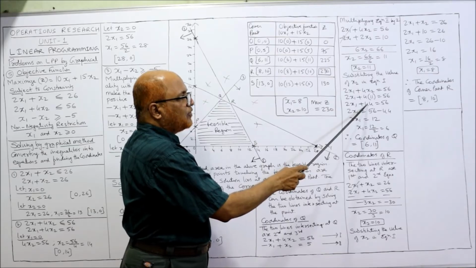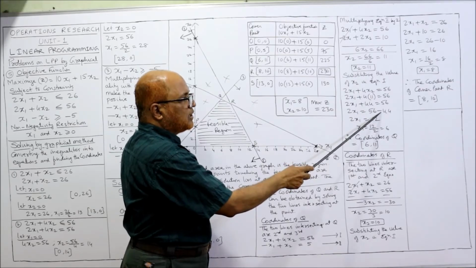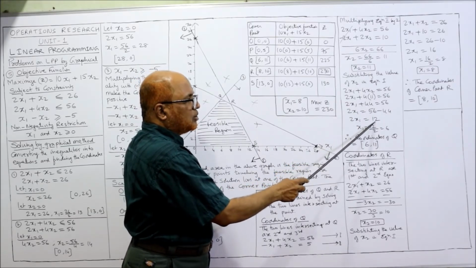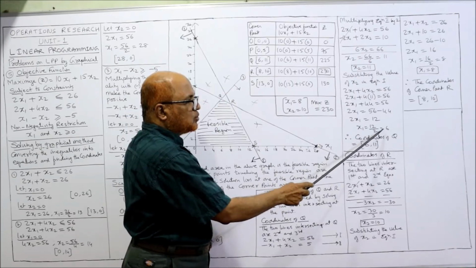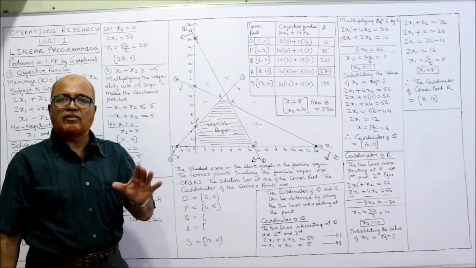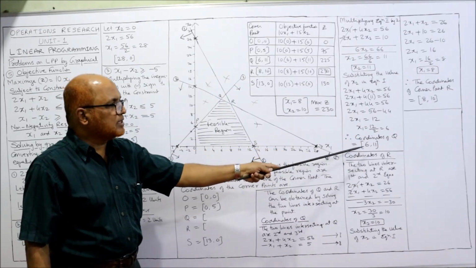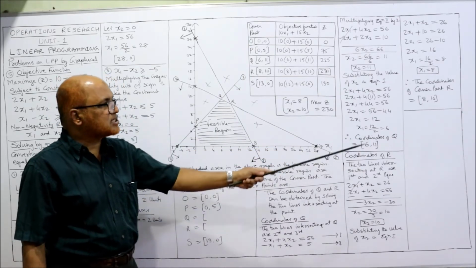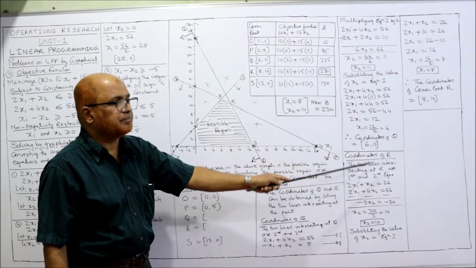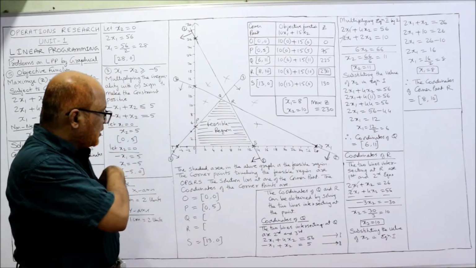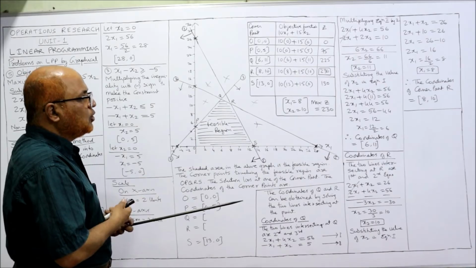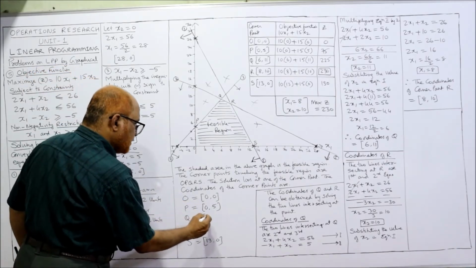Now take this 44 to RHS, it will become minus 44. So 2x1 is equal to 12, x1 is equal to 12 by 2, 6. So we got the value of x1, 6. So coordinates of Q are 6, 11. x1 is 6, x2 is 11. That's all. So we got here the value of Q is 6, 11.